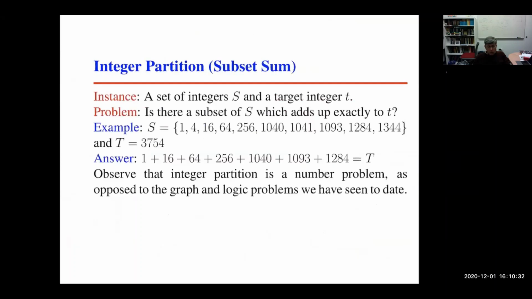I'm going to show you one last hard reduction. This is not one that I would expect you to figure out. This is kind of a clever one, but it's going to show you again how you can translate a graph problem to a number problem. That is kind of an interesting one.